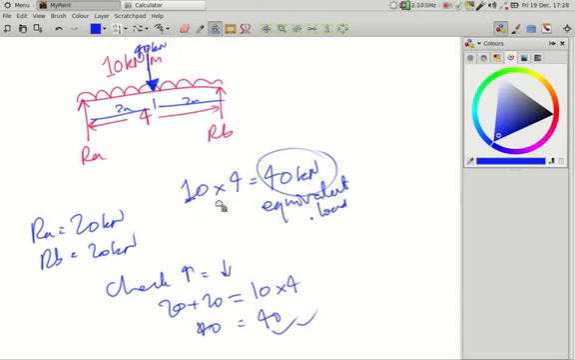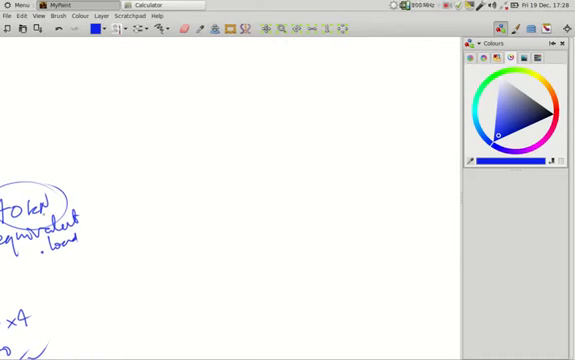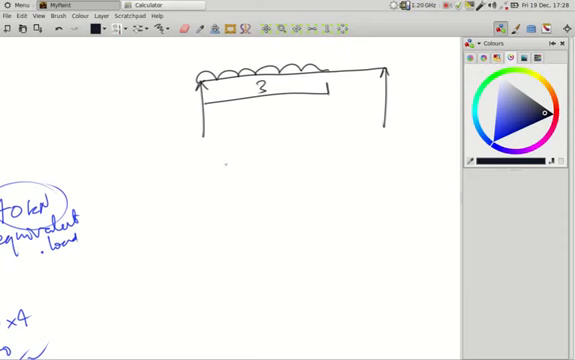However, let's do something slightly more awkward then. So in this example, we've got a UDL, and it only runs for a part length of the beam. So that runs for 3 metres, but there's 4 metres between RA and RB. So that's more awkward. Again, we'll keep it as 10 kilonewtons per metre run.